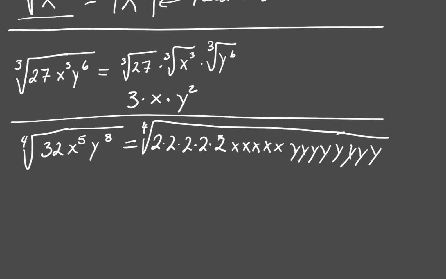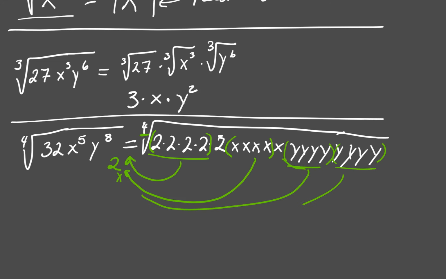Okay, that's a lot of stuff to write out, and we don't always have to do that, but for the fourth root, I just want to use it for illustration here. The fourth root means 4 of these together. Each one of these is worth a fourth of a 2, so 4 of them together get to come outside as a full 2. 4 of these x's together get to go outside as a full x. 4 of these y's together, I've got 2 sets of 4 y's, so I get to bring both of those out, and I get y times y on the outside.